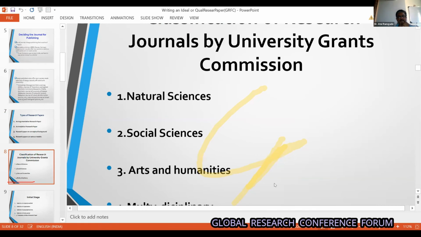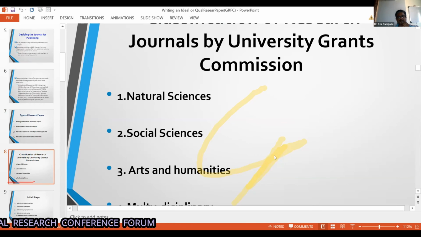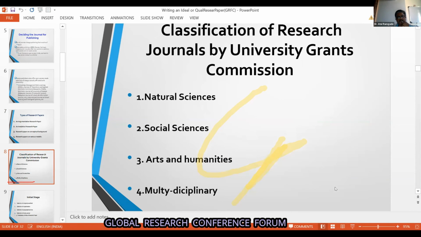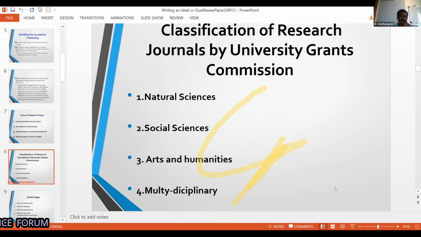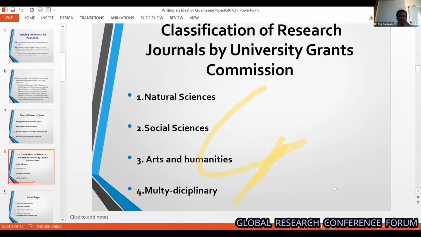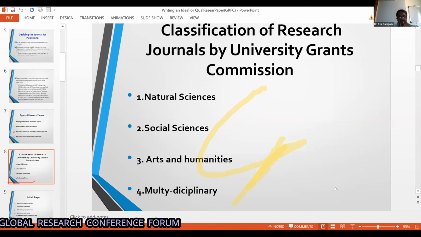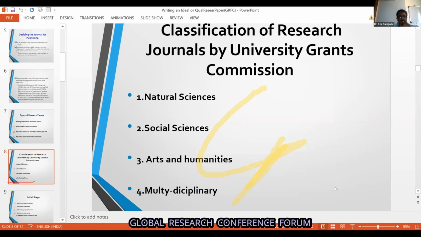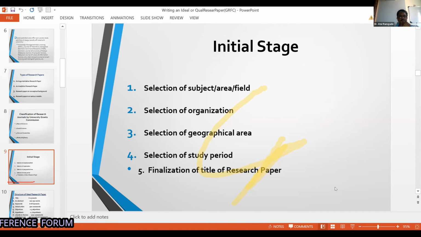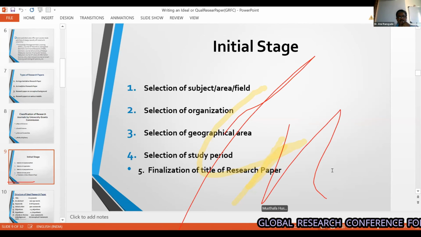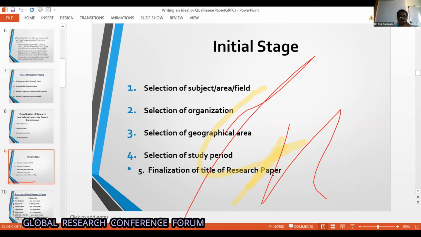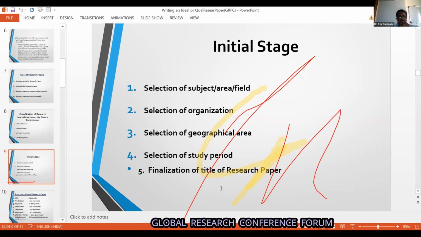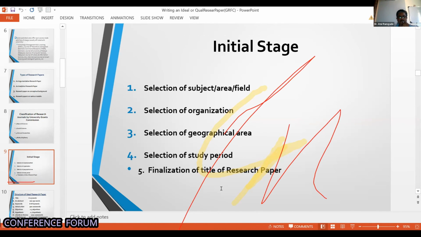There are journals of UGC on various topics such as natural sciences, social sciences, arts and humanities, and multidisciplinary ones, where two disciplines are taken into account, and articles are published in those journals. The initial stage is very important for the person who is going to do the research: selection of subject, area, and field, selection of organization, selection of geographical area, selection of study period, and finalization of the title of the research. This is very important.